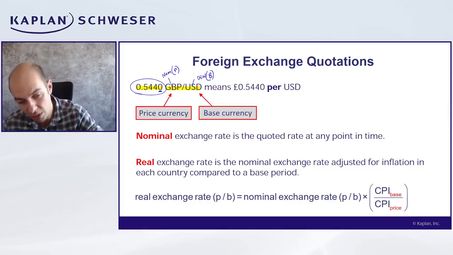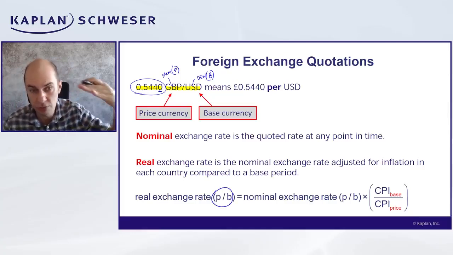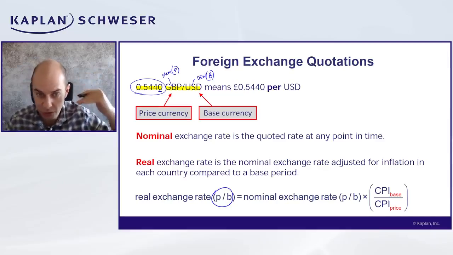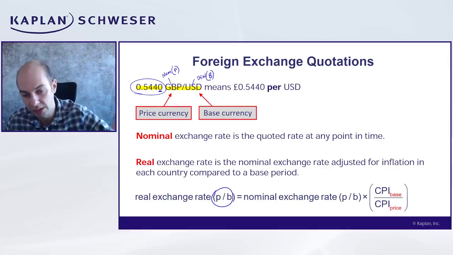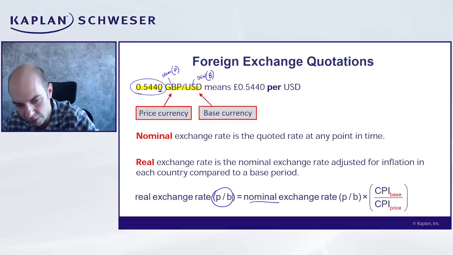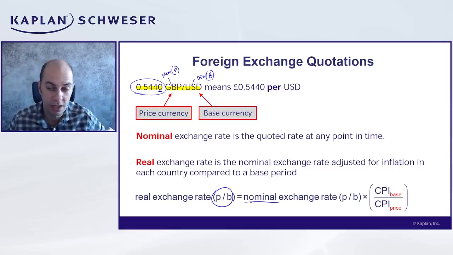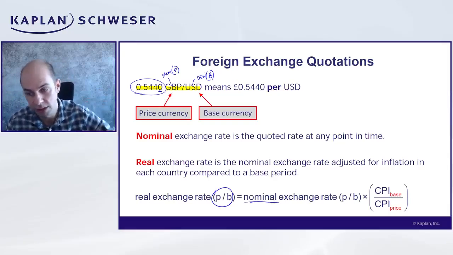And remember here, we're always looking at price over base. Price is just your numerator currency, base is just your denominator. So it's always going to be price over base. How are we going to do this? We're going to take our price over base nominal exchange rate, and then multiply by the ratio of the two CPIs. Of course, CPI stands for Consumer Price Index.